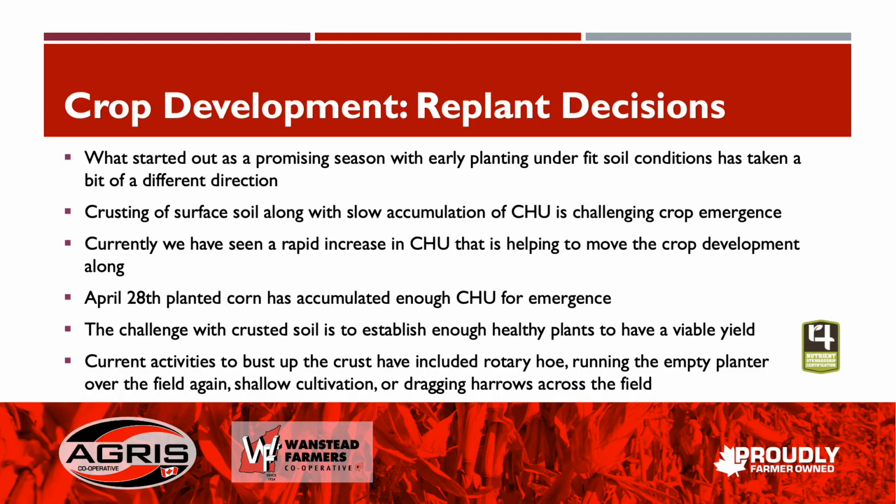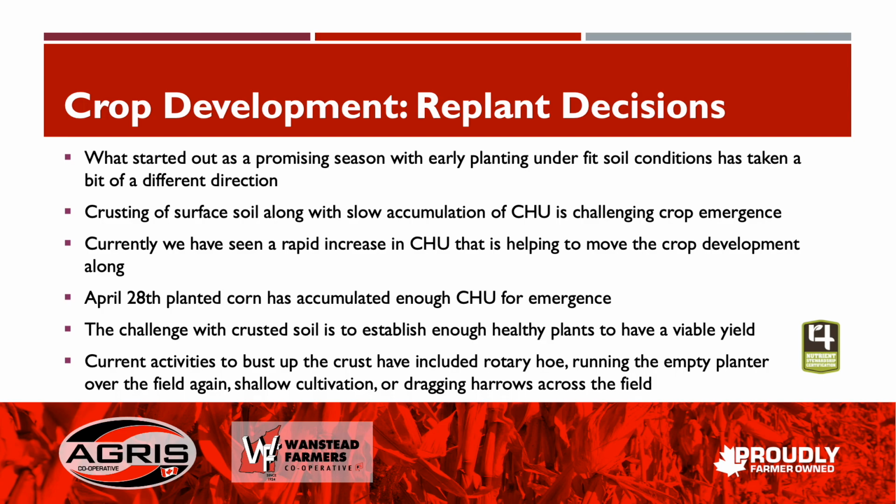So continuing on with crop development, the first thing we've got to do is get a crop established. Right now we're into some replant decisions out in the fields. What started out as a promising season has thrown a curve at us, and we've got some emergence issues with heavy crusting and a slow, cool accumulation of heat units to get this crop out of the ground. But currently, we've received a rapid accumulation of crop heat units sufficient to get some of this early planted corn out of the ground. So now we're out checking for viable plant stands.